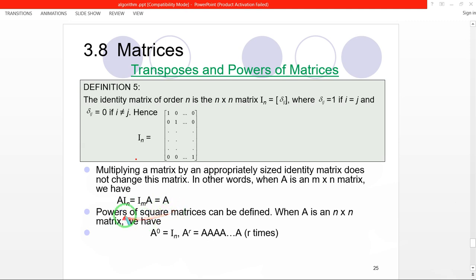Power of square matrices can be defined when A is an n cross n matrix, so same rows and same columns. So A raised to the power 0 means the identity matrix. So what does it mean?